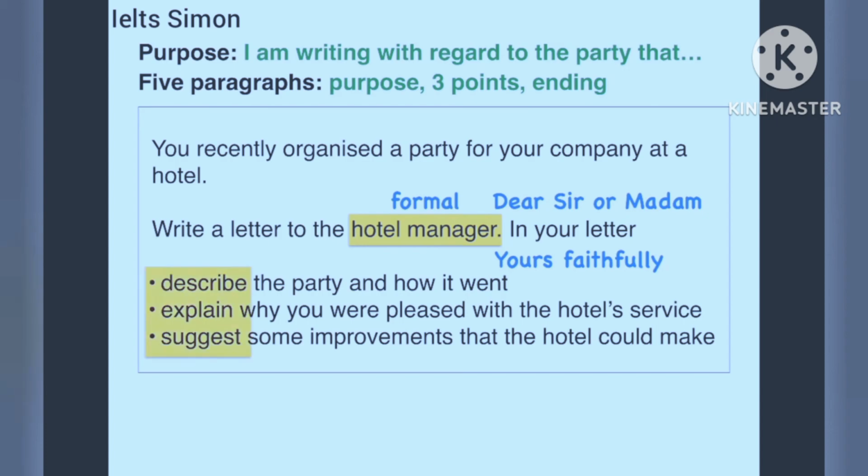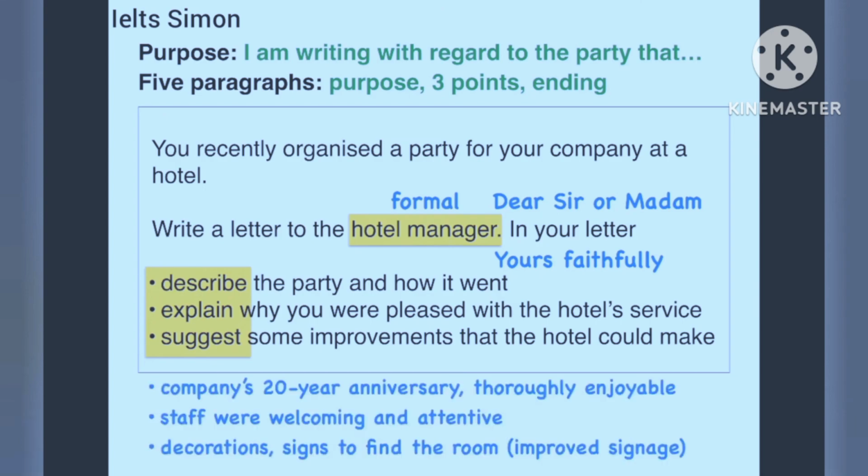We need ideas for them, and we planned some ideas in the previous lesson. I said I was going to talk about the company's 20-year anniversary being thoroughly enjoyable. That was describing the party. And then explaining why I was pleased: the staff were welcoming and attentive. And suggesting improvements: I said the decorations and signs to find the room, improved signage. That was my quick plan, and you will have seen that in the first lesson about General Writing Task 1. Now we're going to use that plan, and I'll show you how I would write the full letter.